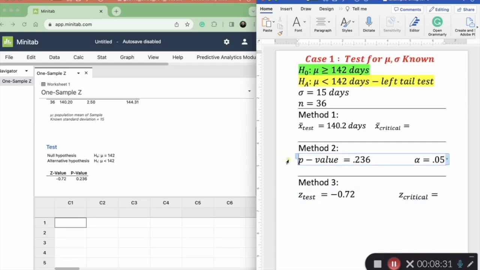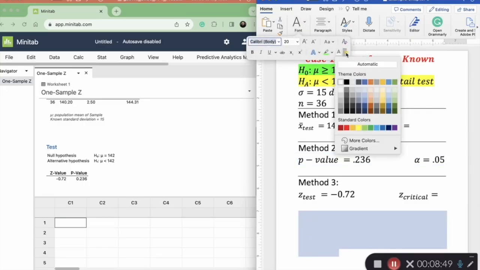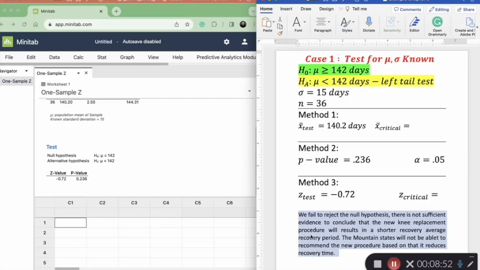Now we can conclude the p-value is greater than the alpha. Because the p-value, this area, is greater than the alpha area, we are not in the rejection region. We are far from the rejection region. So we fail to reject the null hypothesis. There is no sufficient evidence to conclude that the new knee replacement procedure will result in a shorter average recovery time.